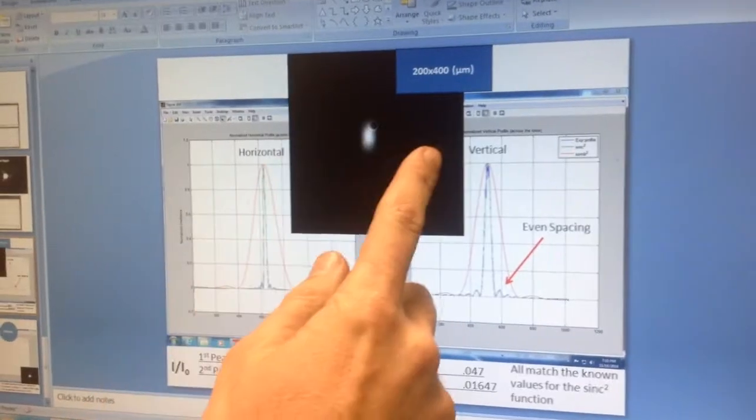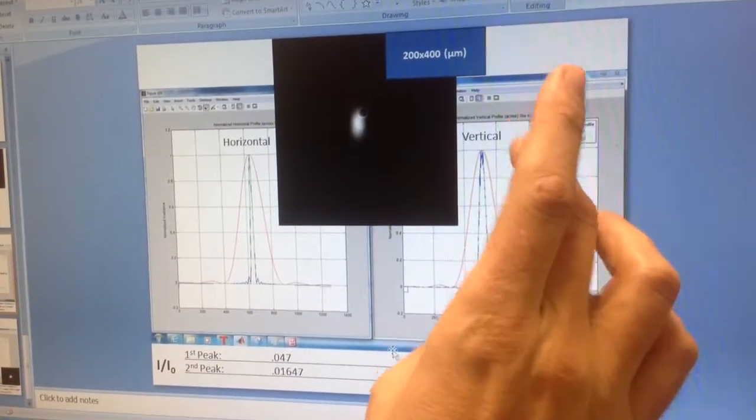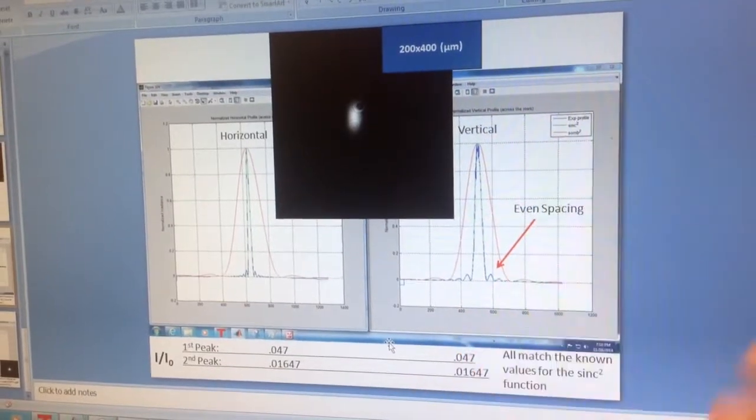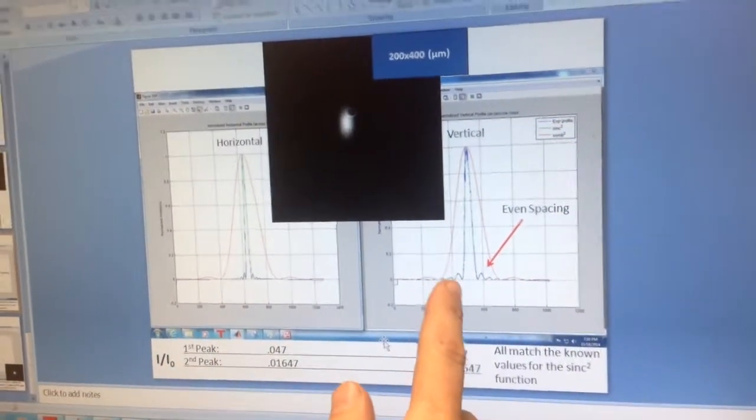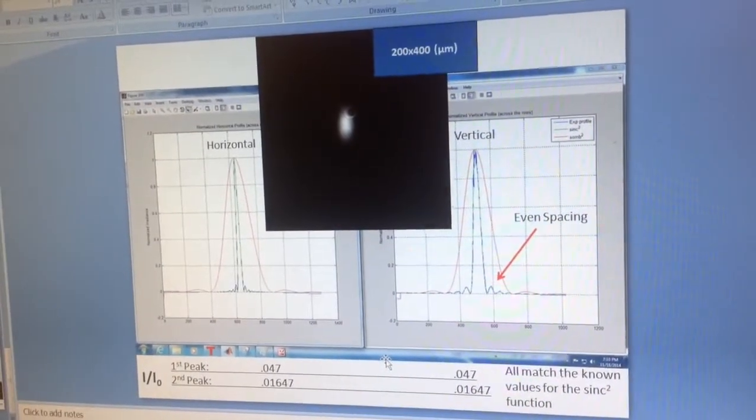We took the intensity data and plotted it and scaled it to a sinc squared function. We found that the first minima and the second minima matched the known values for the sinc squared function.